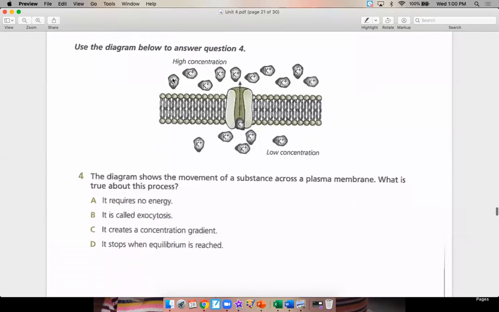Use the diagram below to answer question 4. So we have a phospholipid bilayer, the plasma membrane, a protein, and potassium moving in the upward direction from an area of low concentration to an area of high concentration. The diagram shows the movement of a substance across a plasma membrane. What is true about this process? It requires no energy. It is called exocytosis. It creates a concentration gradient. It stops when equilibrium is reached.